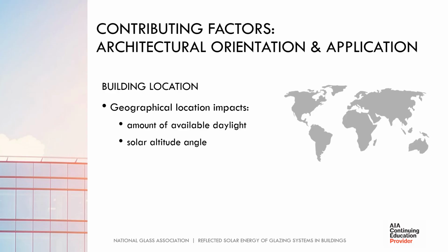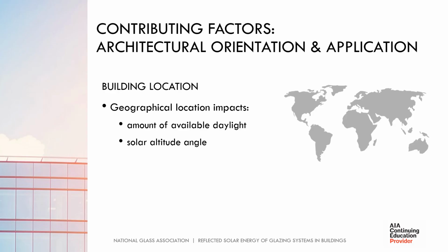A building's geographical location affects the amount of available daylight. Locations between the equator and the Tropic of Cancer in the northern hemisphere and the Tropic of Capricorn in the southern hemisphere have a more balanced day-to-night duration. Locations further north or south from the tropics see a more drastic change in daytime duration between seasons.